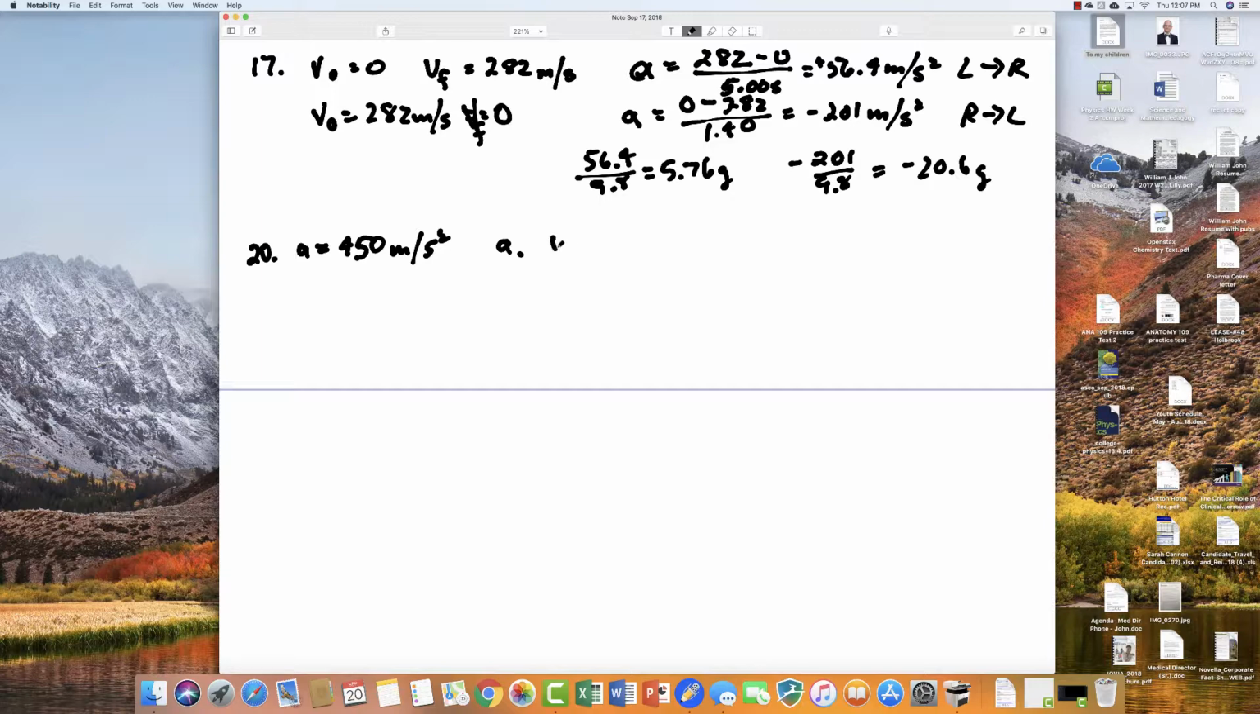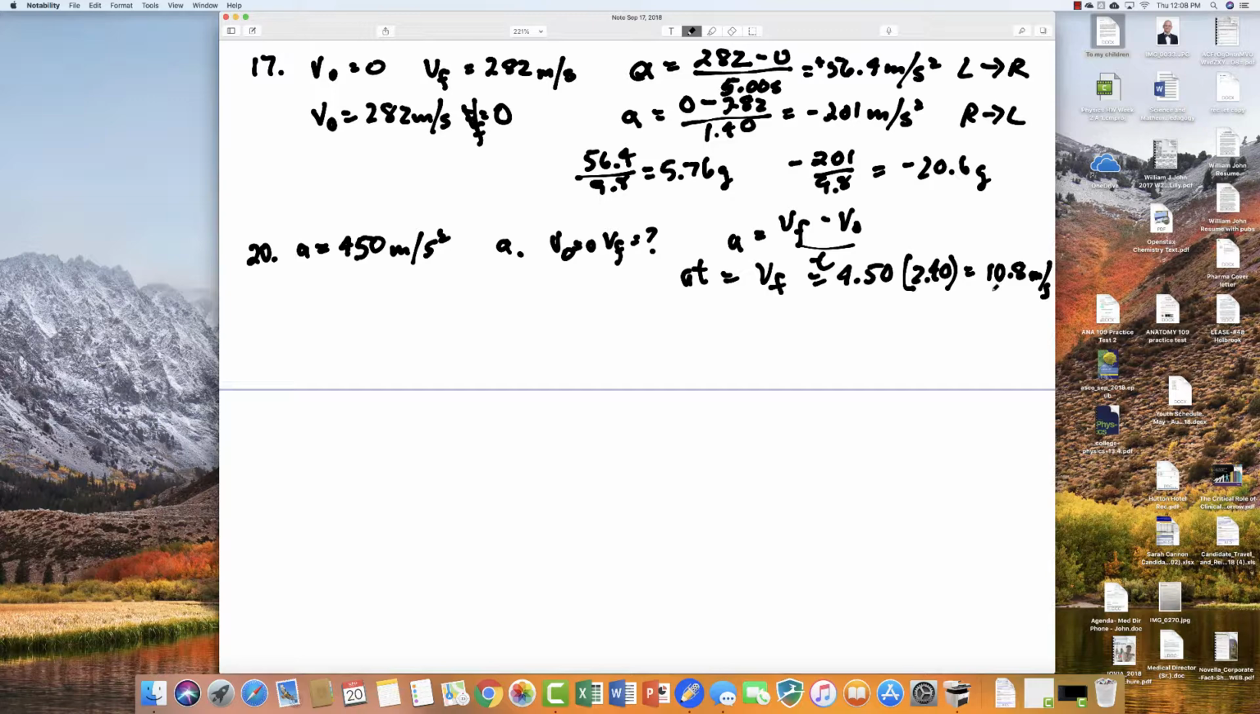So we know that V0 is 0, and that VF is what you want to know. And we know that A is equal to VF minus V0 over T. So AT equals VF, which is going to equal 4.50 times 2.40 seconds, and so you end up with a final velocity of 10.8 meters per second.